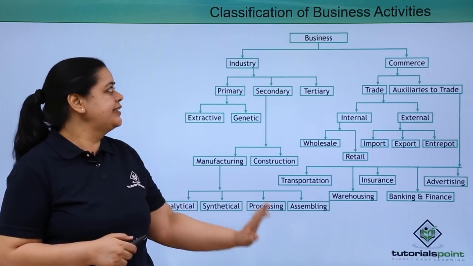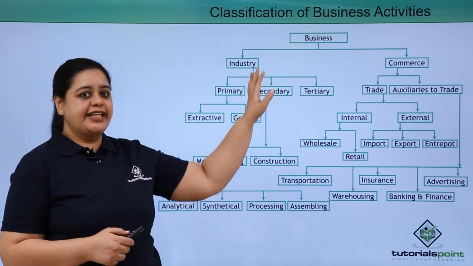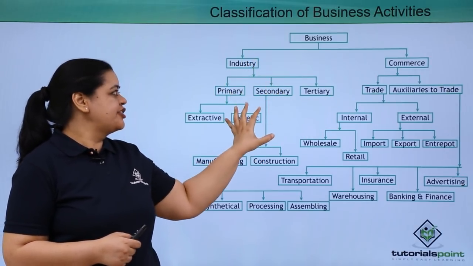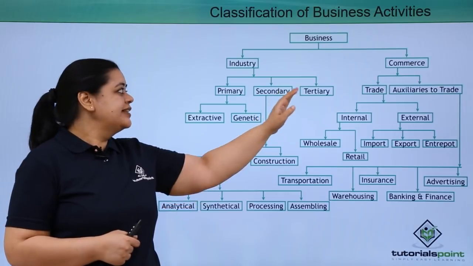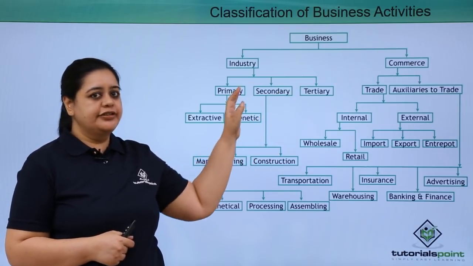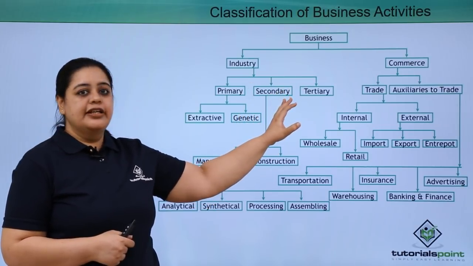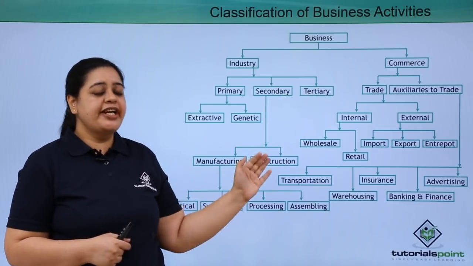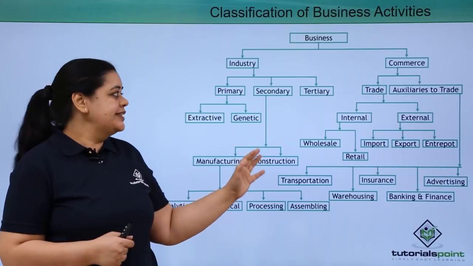You can see this chart. Business has been divided into industry and commerce. Under industry we have the primary, secondary and tertiary. These are the subdivisions under industry. When it comes to commerce, it is trade and auxiliary to trade.